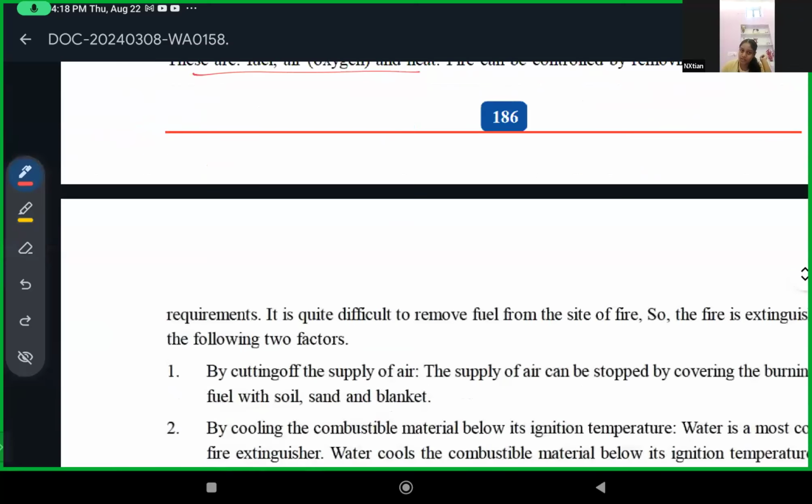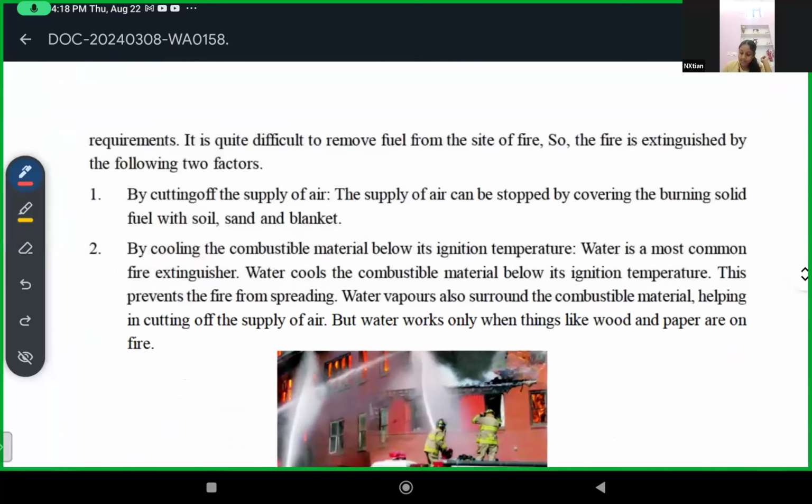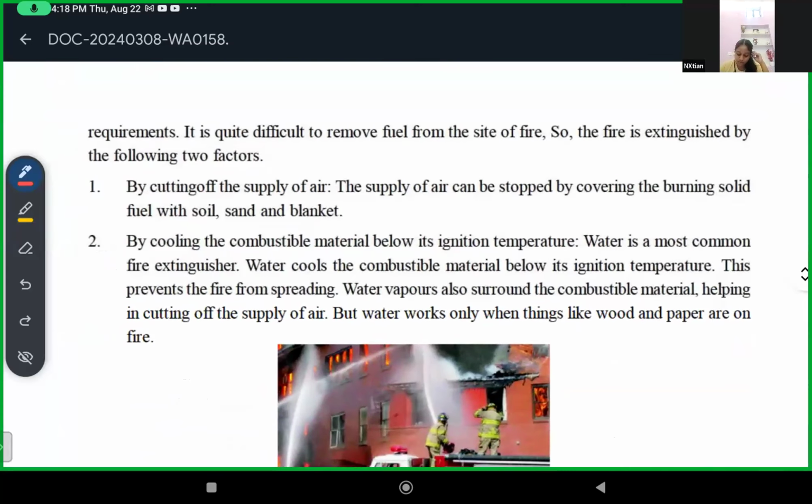Okay, so now it's difficult to remove fuel. So we can extinguish the fire by cutting off the air supply or by cooling the combustible material below its ignition temperature. The supply of air can be stopped by covering the burning solid fuel with soil, sand, and a blanket.